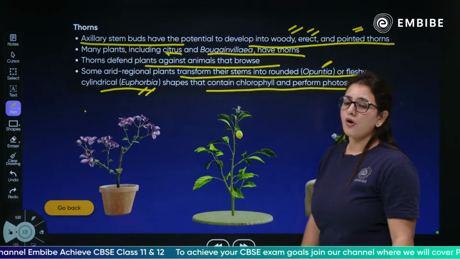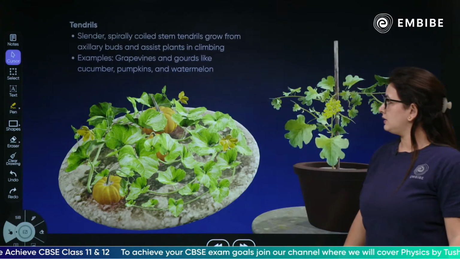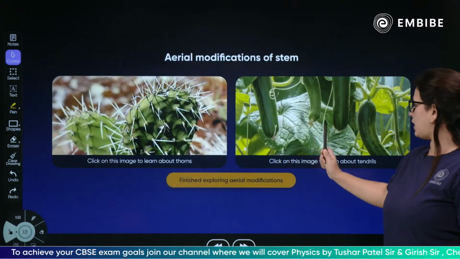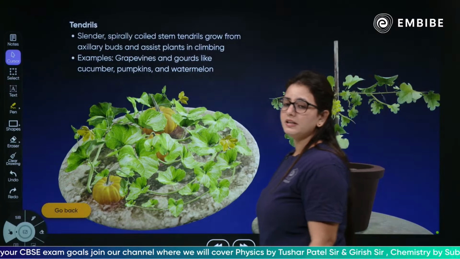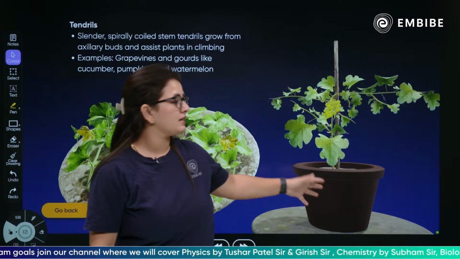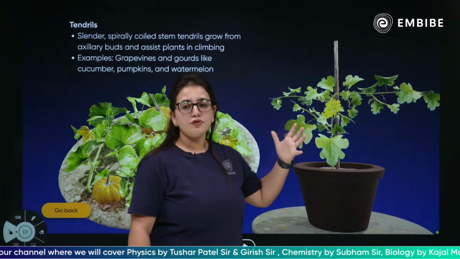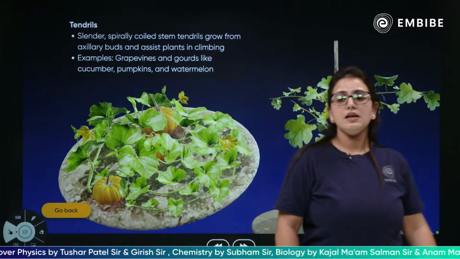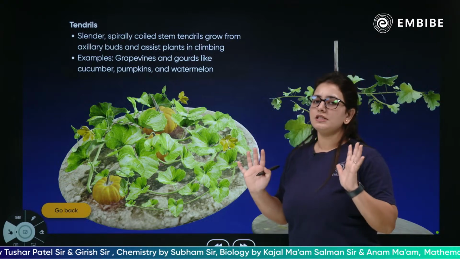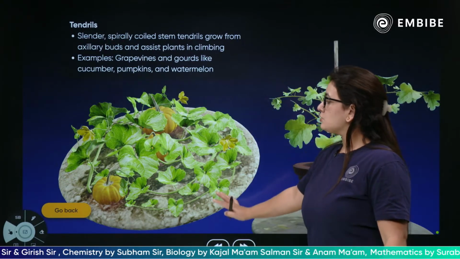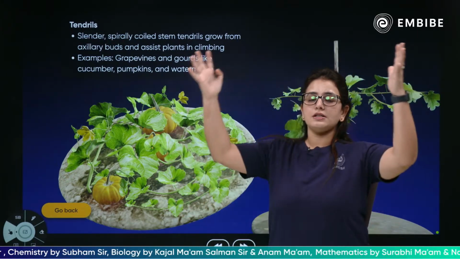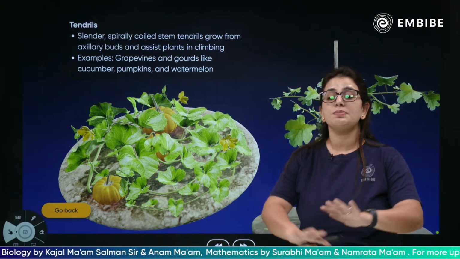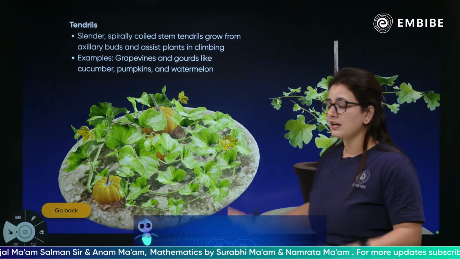Moving forward, next we have the tendrils. All of you have seen a coriander plant, a pumpkin plant, grapes. If you have not seen the others, you can always see a pumpkin plant. The pumpkin is not present on trees. It is spread on the ground only, touching the ground.